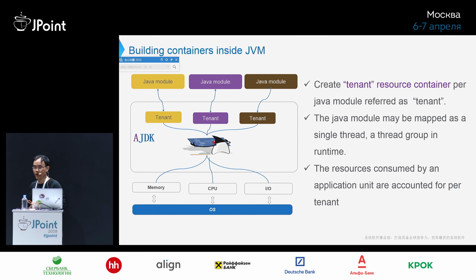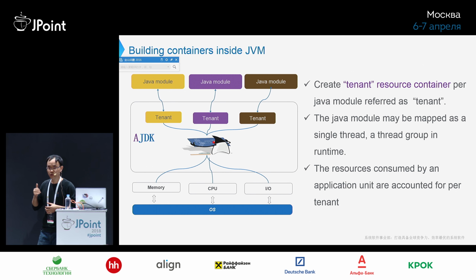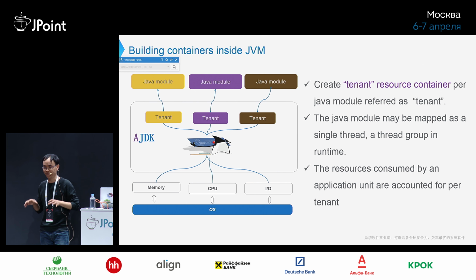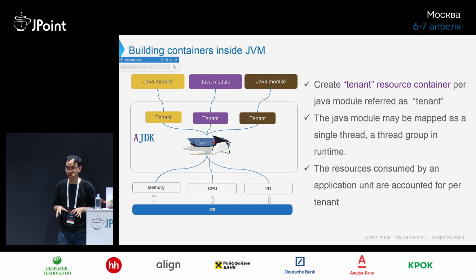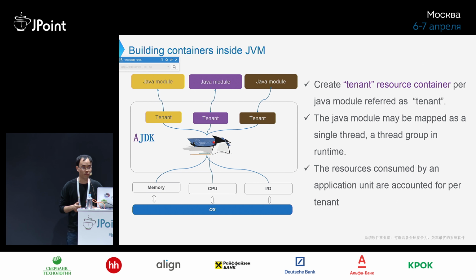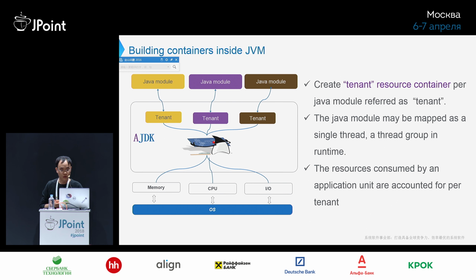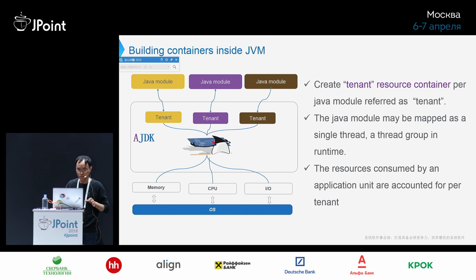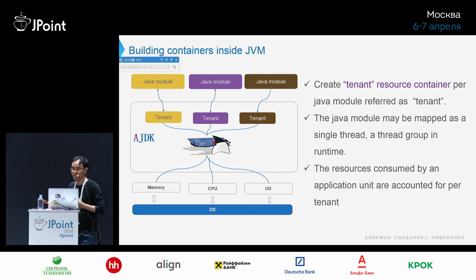Inside the JVM, as you can see in the picture, we create multiple tenant resource containers. Each tenant resource container provides solid resource consumption control for each Java module. You can deploy multiple Java modules into the same container. At runtime, these Java modules can map to, for example, a single thread or a group of threads.